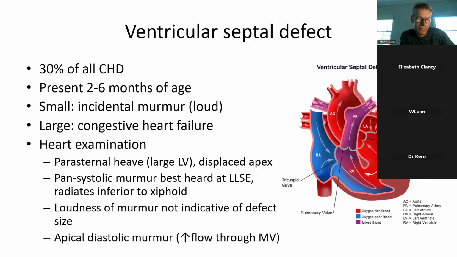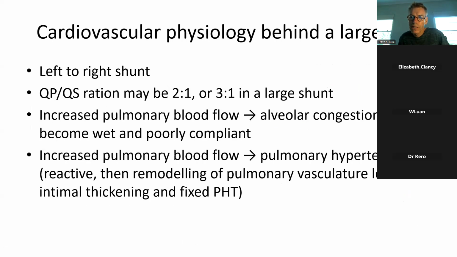The loudness of the murmur is not indicative of the defect size, so you can actually have a very large defect and not a very loud murmur, or you can have a loud murmur and that reflects a relatively smaller defect. Again, I've talked about ventricular septal defects in the lectures on congenital heart disease. They produce left to right shunts, as I mentioned.